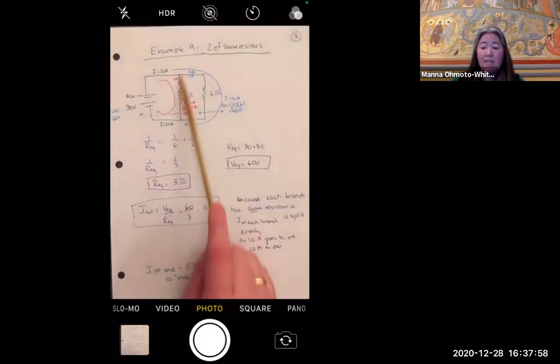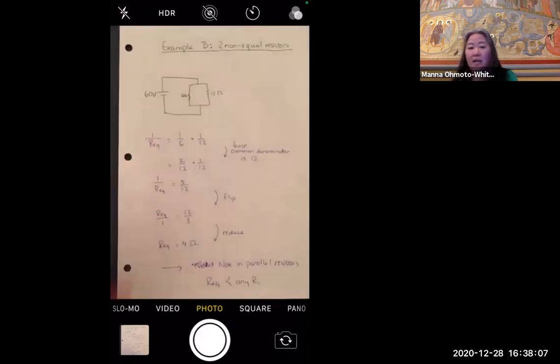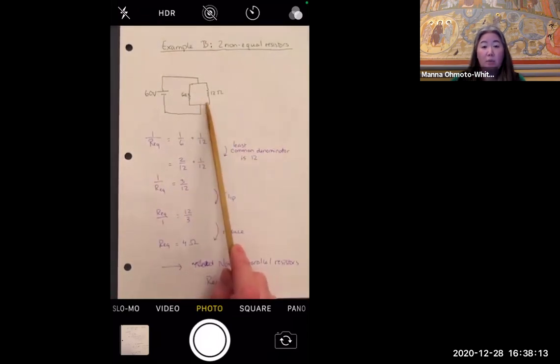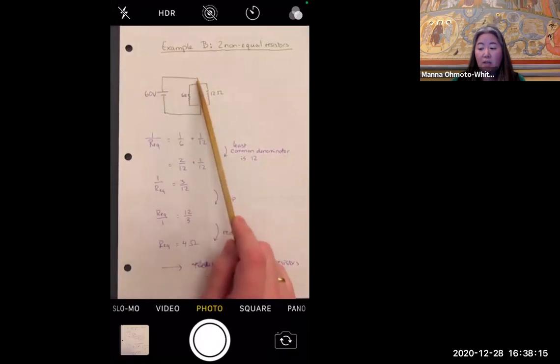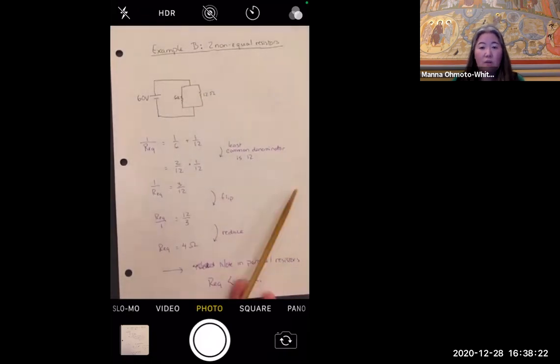Here it was easy to figure out because they're the same resistance, but most of them aren't going to be that easy. For example, the next one: I have two non-equal resistors. Here's another way of showing a branch circuit. I have a wire coming here, and then it physically splits into two things. These are not the same resistance, so I have to figure out what's going on.